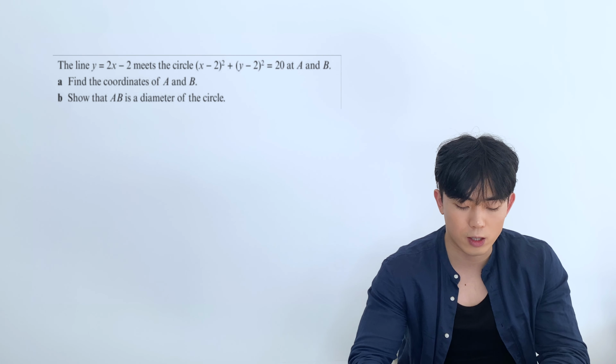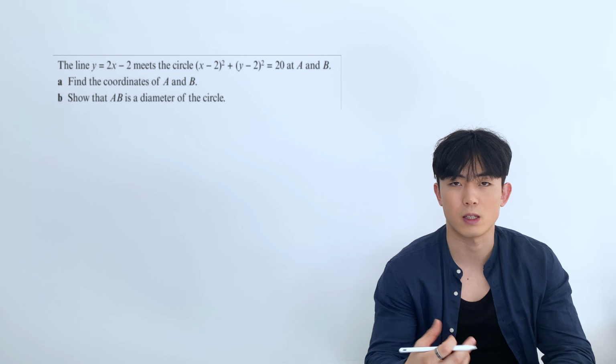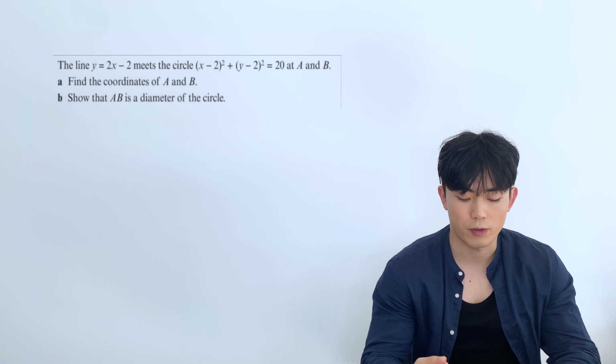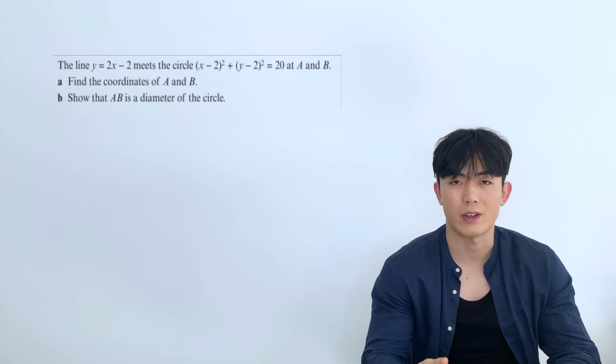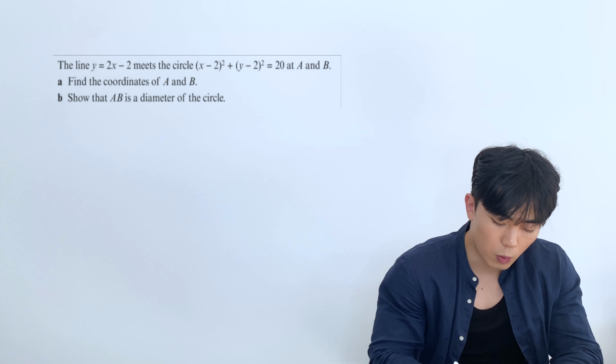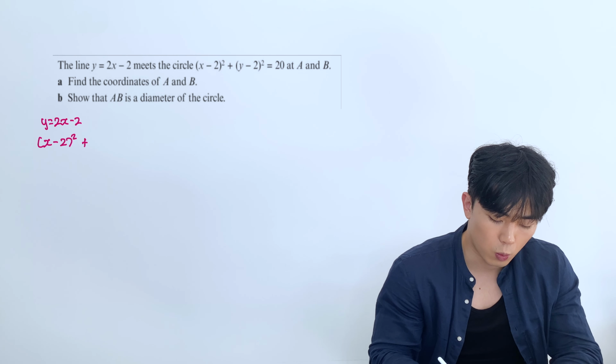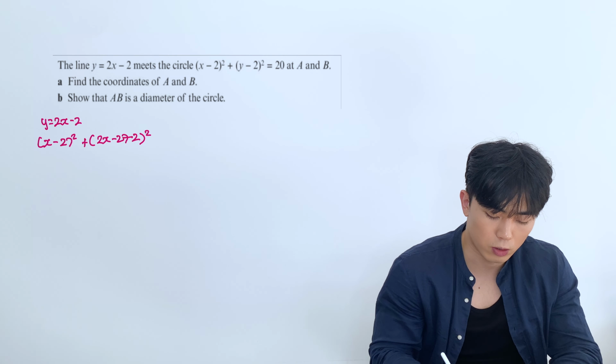Right, so let's start off with something simple first. We have a line y is 2x minus 2, and it meets the circle at A and B. So in this case, it meets twice. First they're asking us to find the coordinates of A and B. This part is fairly simple because we can just plug one into the other. So y is 2x minus 2. I'm going to plug that into the circle equation. So (x minus 2) squared plus y, which is (2x minus 2), squared is equal to 20.